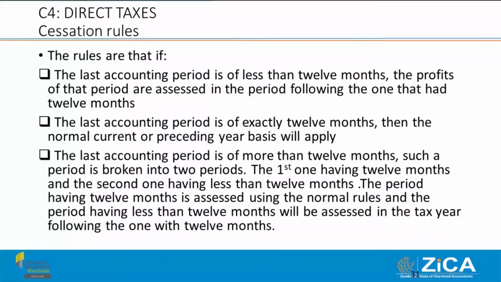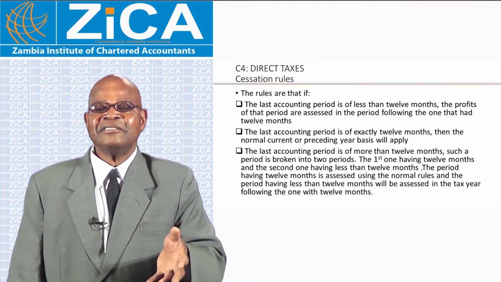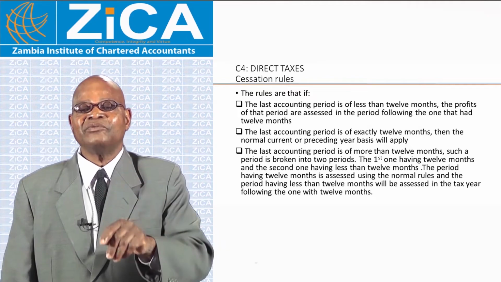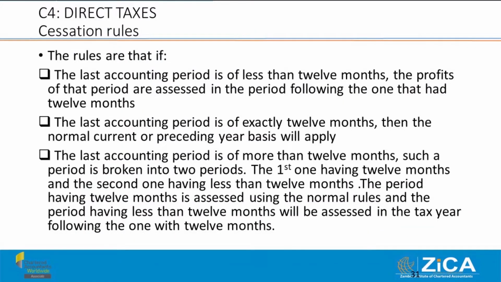Now, the period which will be having 12 months is going to be assessed using the normal rules, meaning either current year basis or preceding year basis, depending on the end of the accounting period. And then the period having less than 12 months will be assessed in the tax year following the period which had 12 months. Those are the cessation rules.